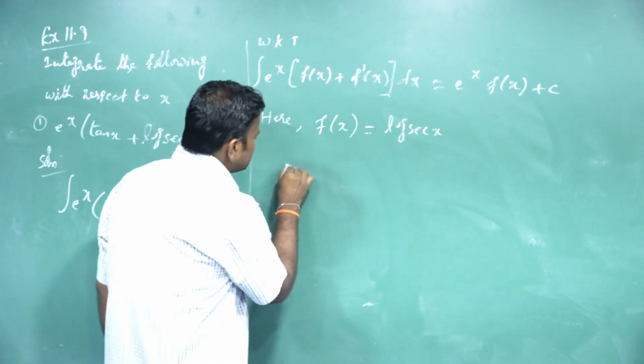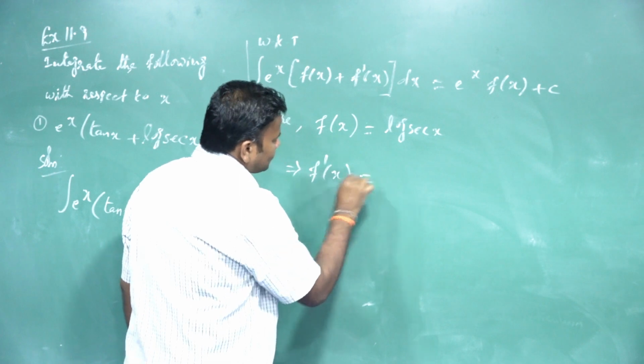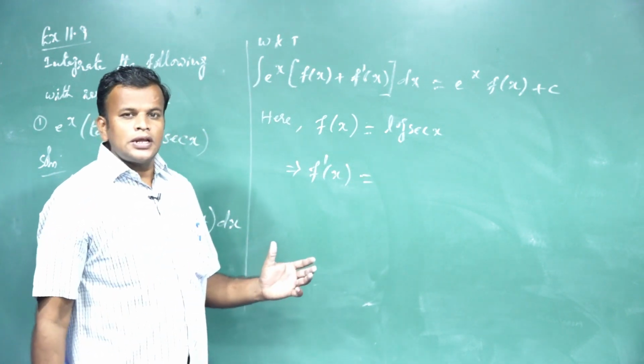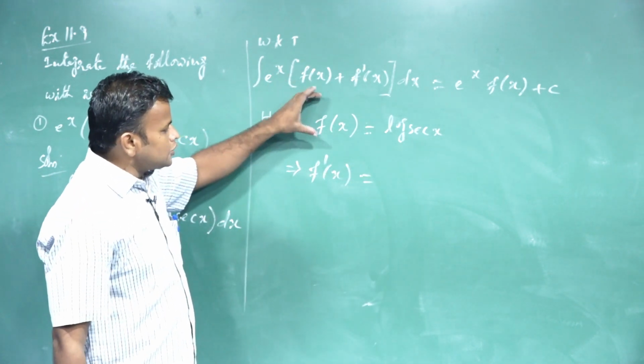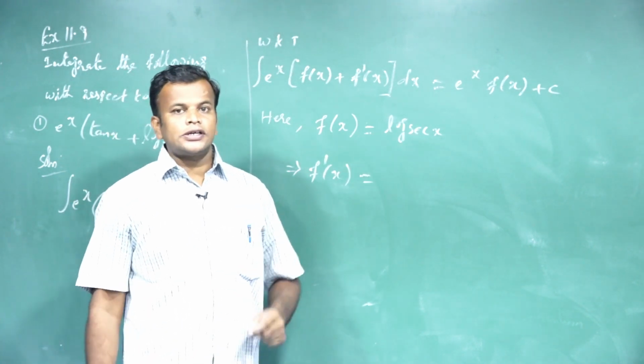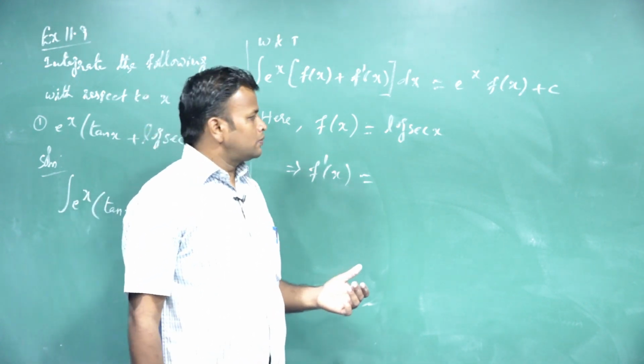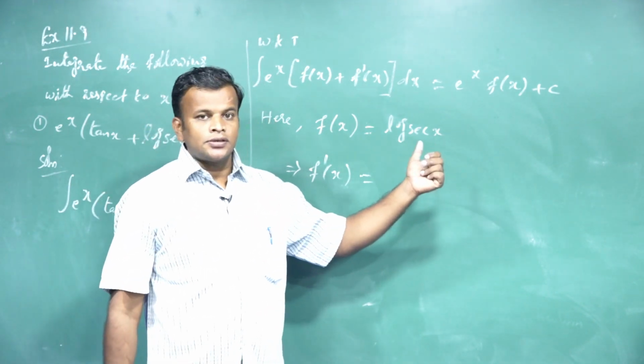Log secant x. The next step is f dash of x. F dash of x means differentiating f of x with respect to x. Now we need the differentiation of log secant x. Differentiation concept. You know the idea of differentiation? It is a composite function.